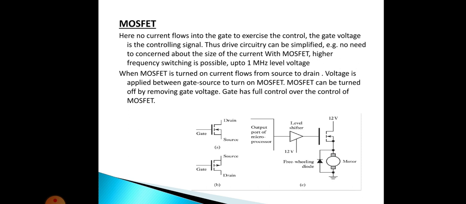Voltage is applied between gate and source to turn on the MOSFET. The MOSFET can be turned off by removing the gate voltage. So when you want to turn off the MOSFET, you remove the gate voltage.